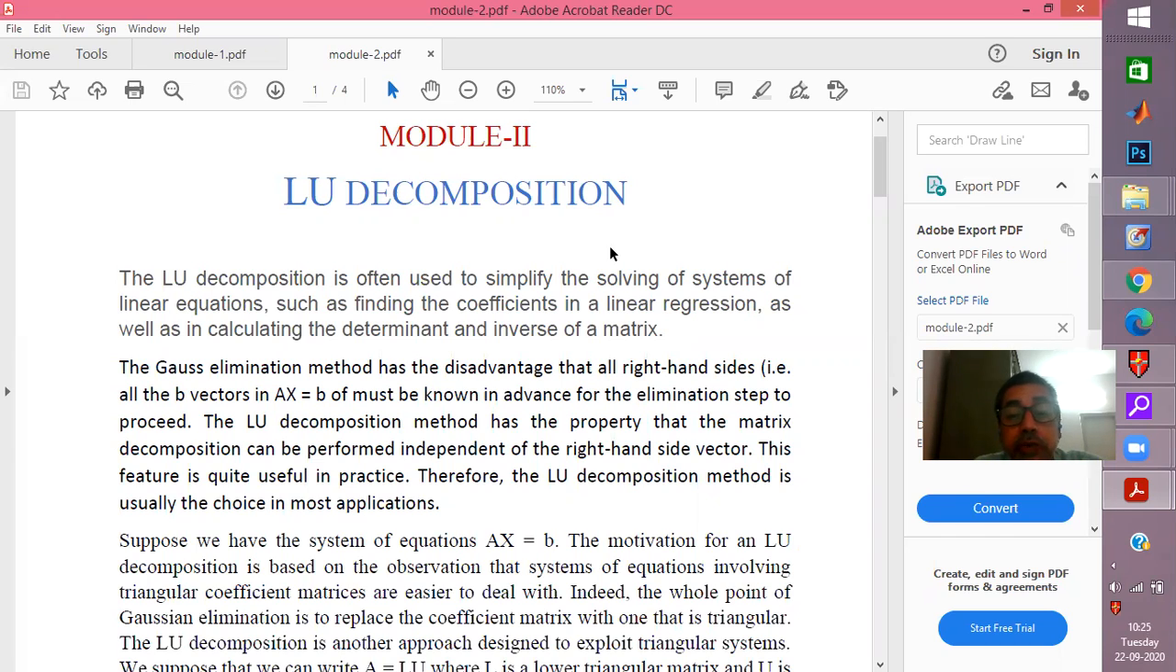The LU decomposition method has a very important property that the matrix decomposition can be performed independent of the right-hand side vector, whereas that is the biggest liability when we talk about the Gauss elimination method. So this feature is quite useful in practice. Therefore, the LU decomposition method is usually a choice for many of the applications. If you just compare the Gauss elimination versus the LU, LU does not take into account the right-hand side vector. It only works on the coefficient matrix, whereas the Gauss elimination method also involves the right-hand side vector.